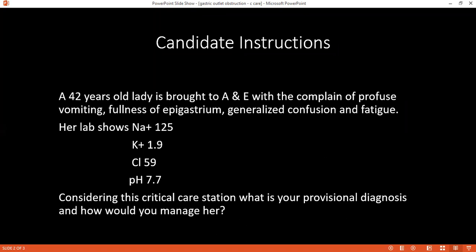Can you please tell me what kind of alkalosis you would see in this patient? Hypokalemic metabolic alkalosis. Why is it so? Hypokalemia is due to increased aldosterone in response to hypovolemia secondary to loss of fluid and electrolytes due to dehydration, and hypochloremia is due to loss of chloride in the vomiting.